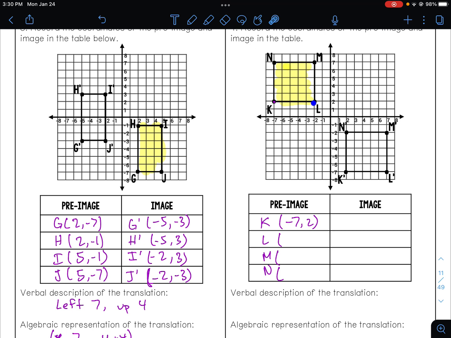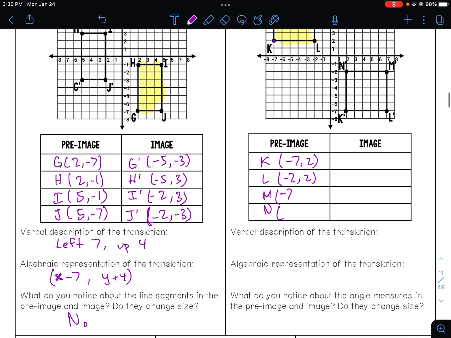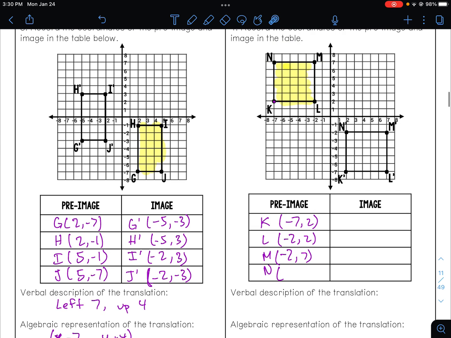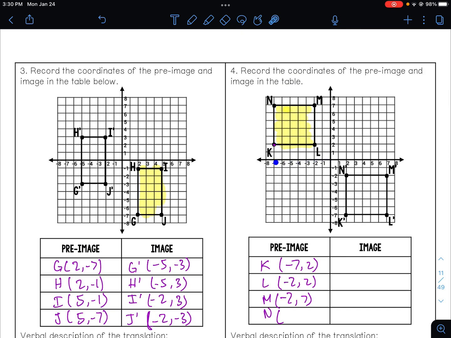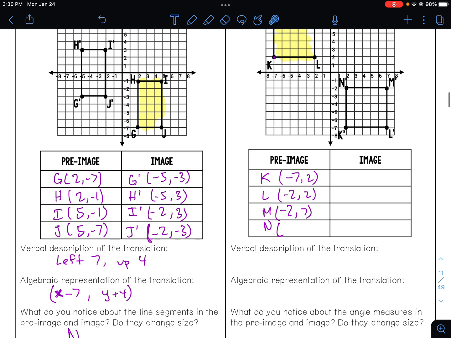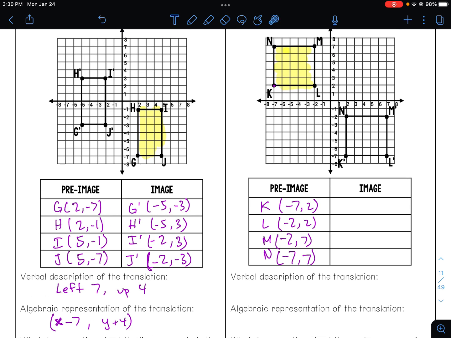J, K, L, M: -2, +2. M, sorry, -2, 7. And N, that is -7, +7. Let's look at the image now.